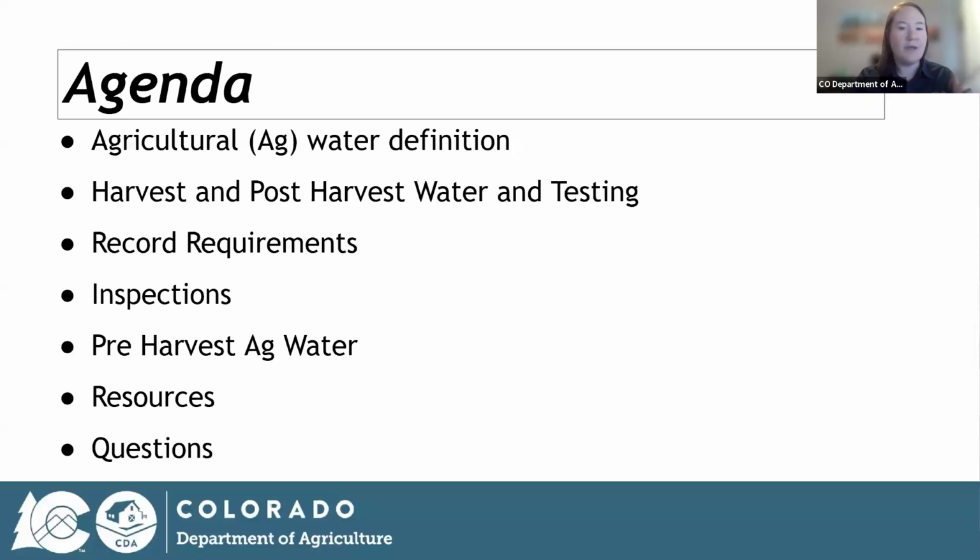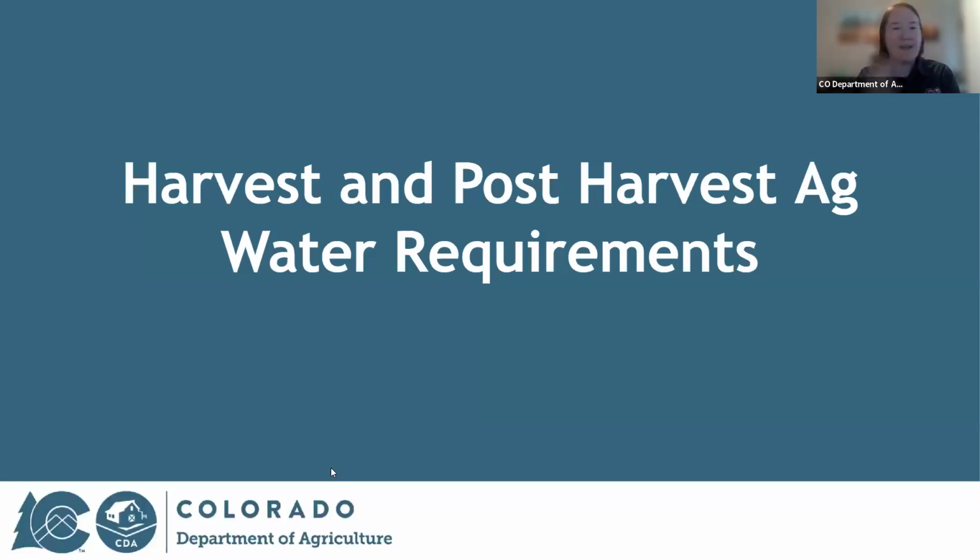And then pre-harvest water, we will be touching base on that just a little bit. Just kind of going over what the rule says, what the requirements are. Of course, we'll end on resources and then also questions. Feel free at any time to stop us or feel free to put your questions in the chat. I will get to them at the end. So let's move on. So again, like I said, we will be starting with harvest and post-harvest first, and then we'll be moving into pre-harvest ag water requirements.